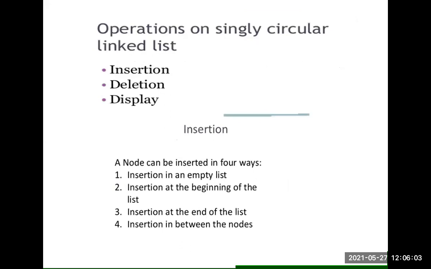So what are the operations on a circular single linked list? Insertion, deletion, display, just like the single linked list. Here also we have different types of operations on a circular single linked list: insertion, deletion, display. Insertion at the front end, insertion at the beginning of the list, insertion at the end of the list, and insertion between two nodes.